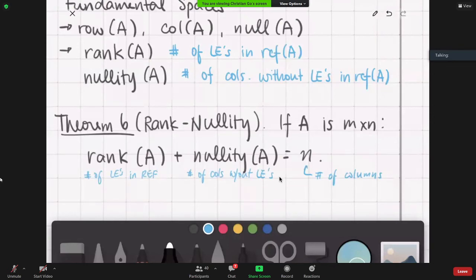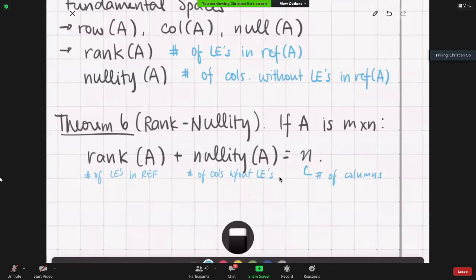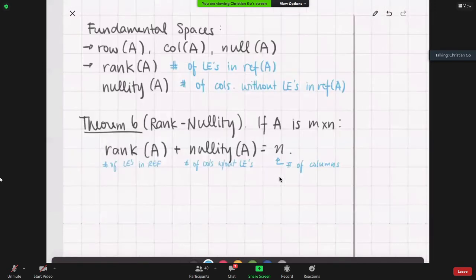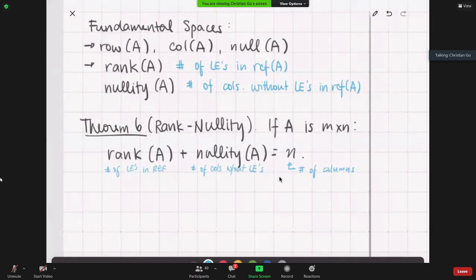Okay. A surprisingly large result that has a very surprisingly simple explanation. Right? It's just a matter of counting leading entries. Are there any questions about the rank nullity theorem? None? All right. Thankfully, we have a bit of time, so I'll end a little bit earlier.